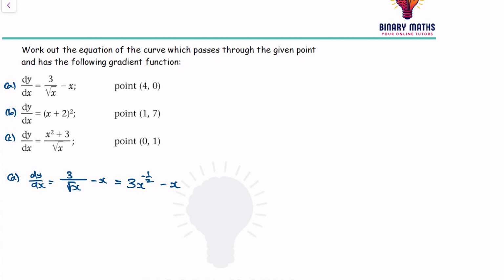Take away x. Okay, if you're finding y, so you're finding the antiderivative, so you need to increase the power. So 3x to the minus half increased by 1 is positive half, divide by positive half, minus x increased the power is 2 over 2 plus c. So y will be equal to 3 divided by half, which is the same thing as 3 times 2, which is 6x to the power of half, minus a half x squared plus c.